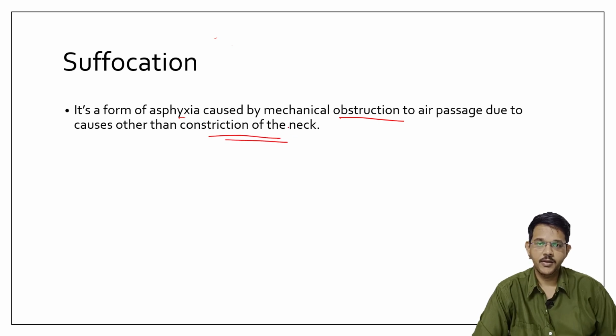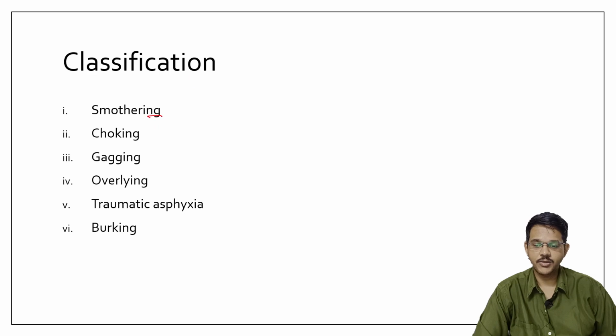So any mechanical obstruction to the air passages, which may include the nose, mouth, pharynx or larynx, other than the constriction of neck. If there is a constriction of neck, like strangulation or hanging, it becomes a different entity. Other than that, if there is any obstruction, it comes under suffocation. Under suffocation, there are different forms like smothering, choking, gagging, overlaying, traumatic asphyxia, burking.